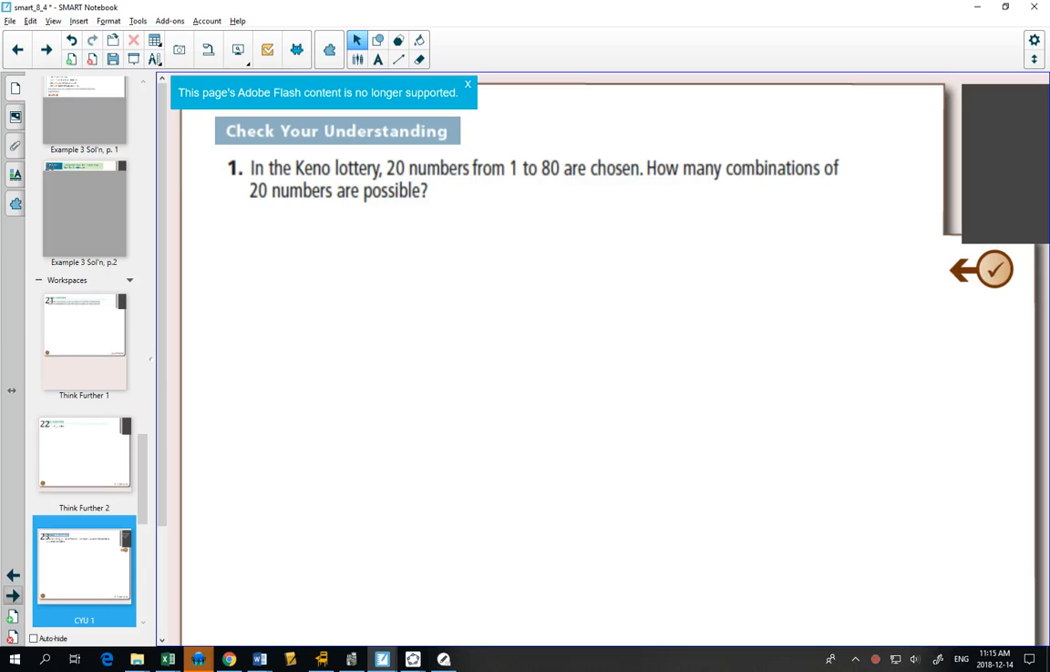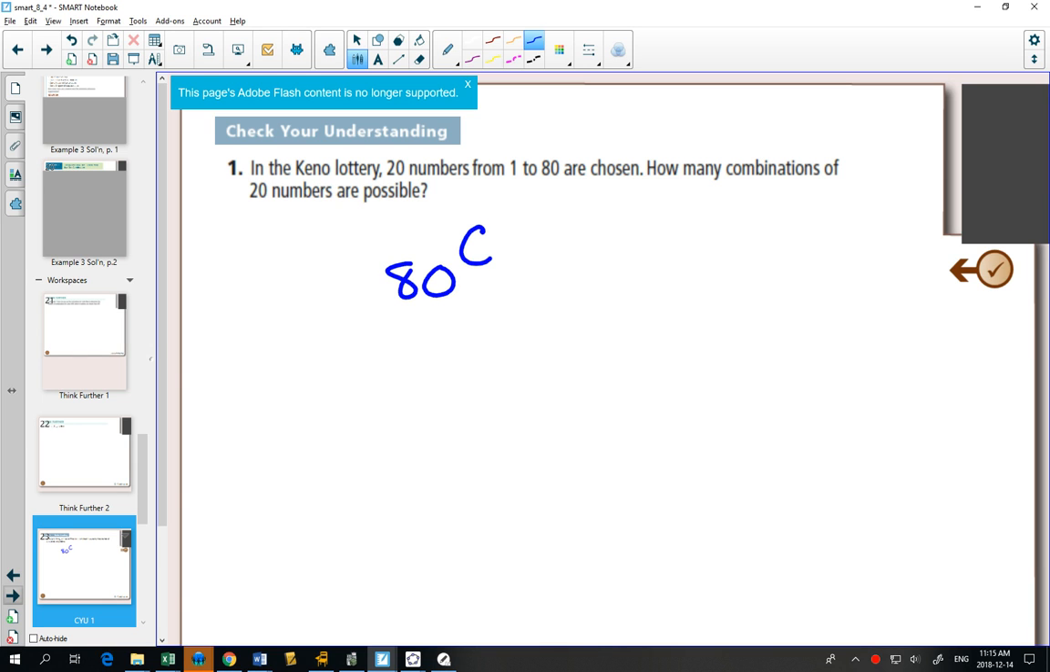A lot of lotteries don't care what order you have. If you pick the right numbers, but in the wrong order, you still win the big prize. So here's one lottery, Keno lottery. That's one I'm not as familiar with. But if you play it, you pick 20 numbers from 80. How many combinations are possible?